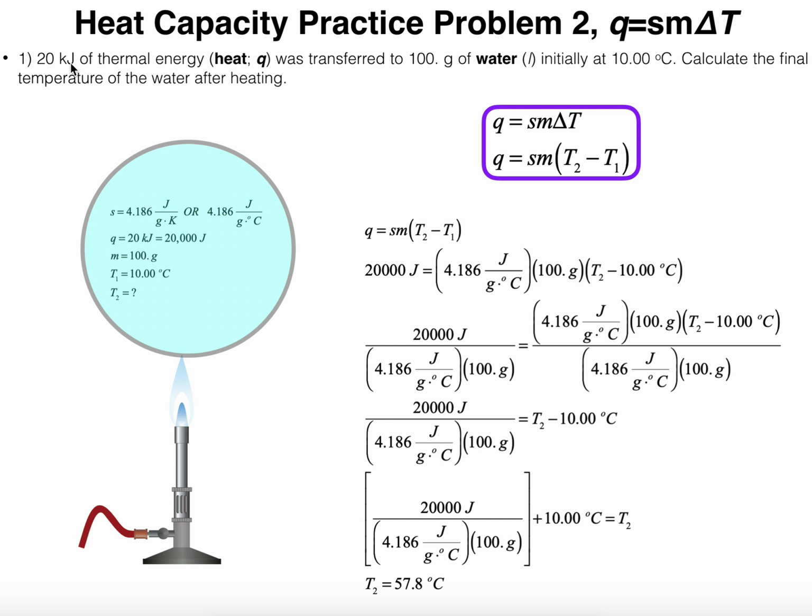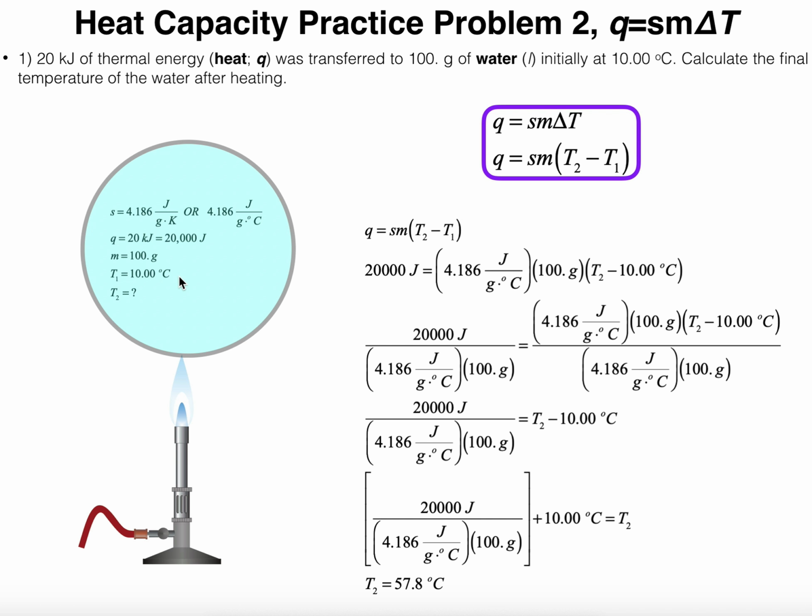We know our heat is 20 kilojoules, so Q is 20 kilojoules. Now, because my specific heat is in terms of joule units, I'd like to convert my heat to joules as well. So to convert 20 kilojoules into regular joules, I have to take this number 20 and multiply by 1,000. Okay? So when I'm going from kilojoules to joules, always multiply by 1,000. So 20 times 1,000 is 20,000 joules. My mass is 100 grams, and my initial temperature T1 is 10 degrees Celsius. So I need to calculate T2.